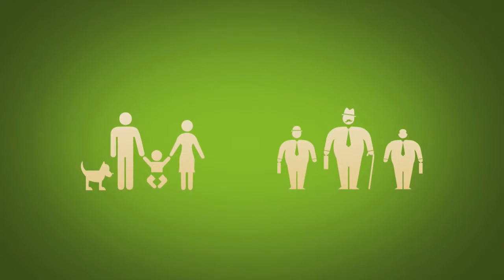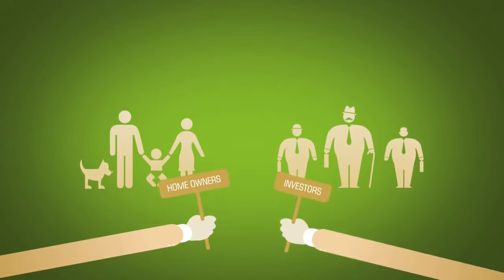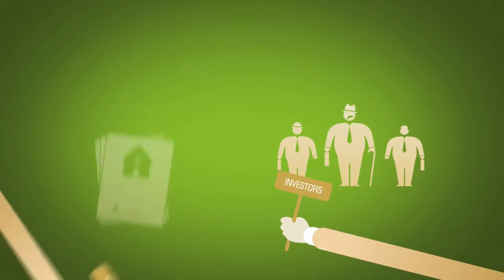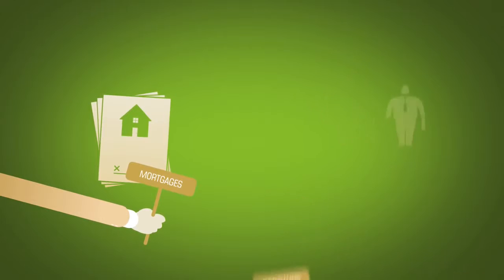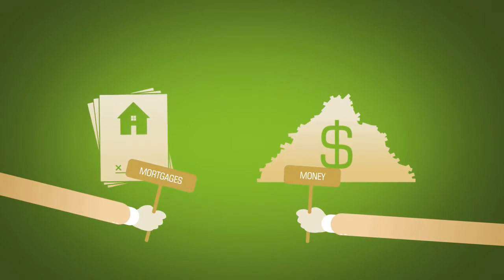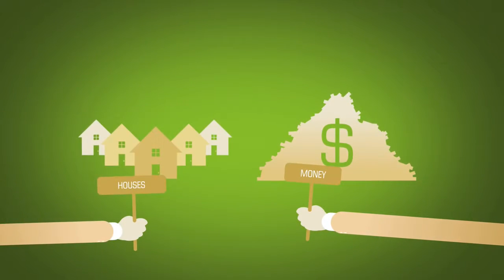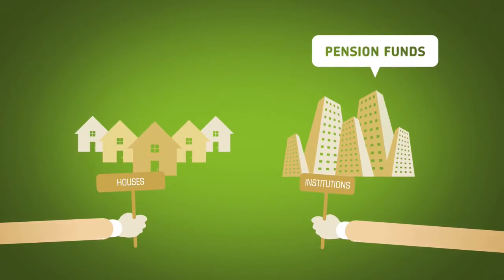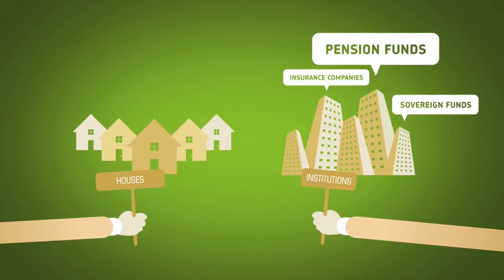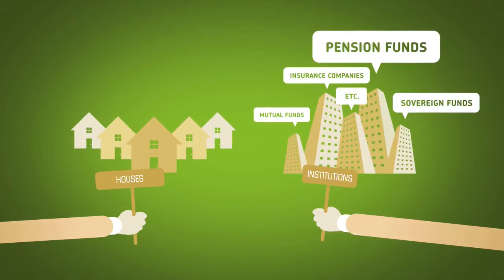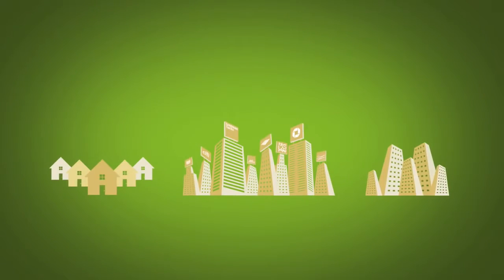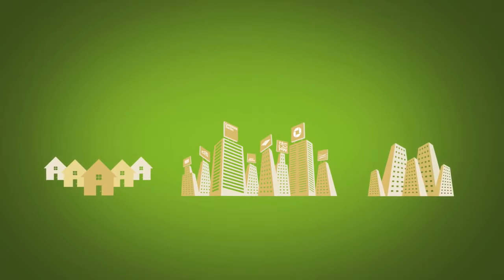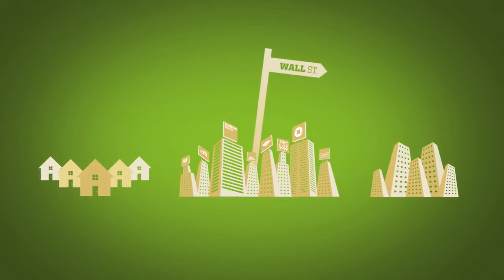Here's how. The credit crisis brings two groups of people together, homeowners and investors. Homeowners represent their mortgages, and investors represent their money. These mortgages represent houses, and this money represents large institutions like pension funds, insurance companies, sovereign funds, mutual funds, etc. These groups are brought together through the financial system, a bunch of banks and brokers commonly known as Wall Street.